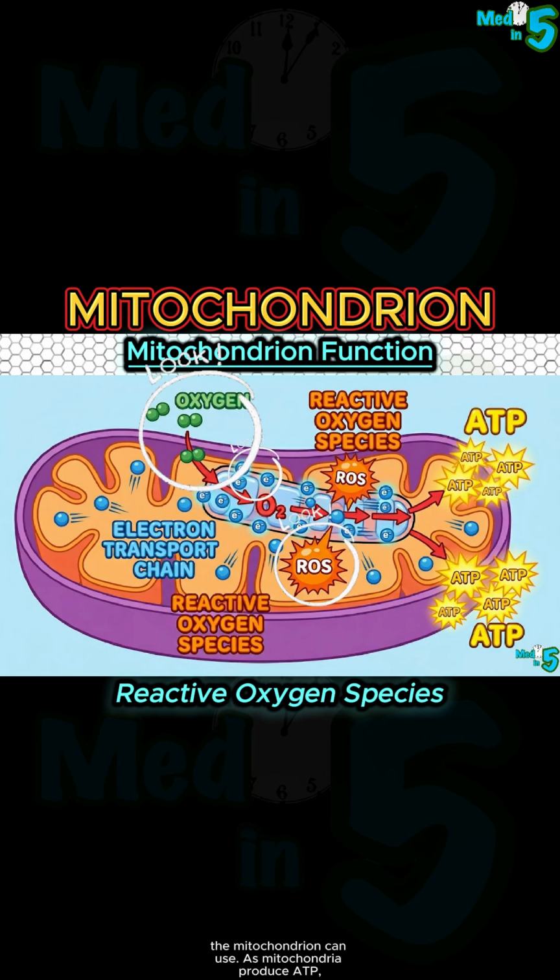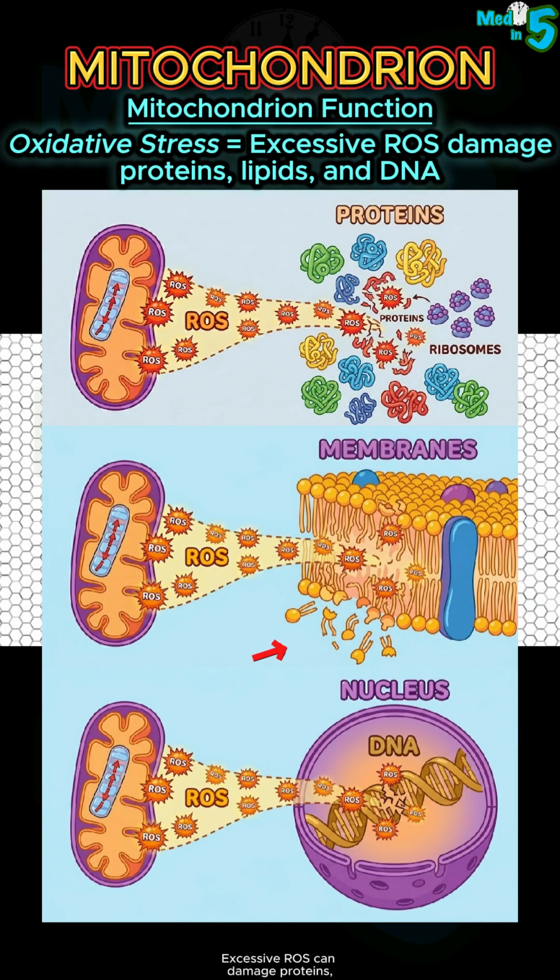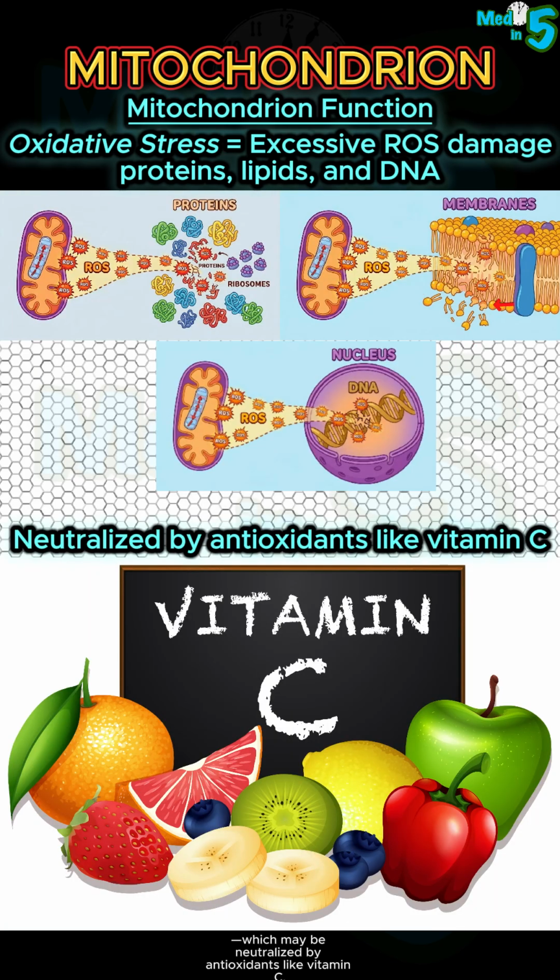As mitochondria produce ATP, some electrons escape the electron transport chain, the cell's biggest ATP-producing system, and react with oxygen, forming reactive oxygen species. Excessive ROS can damage proteins, lipids, and DNA, a condition called oxidative stress, which may be neutralized by antioxidants like vitamin C.